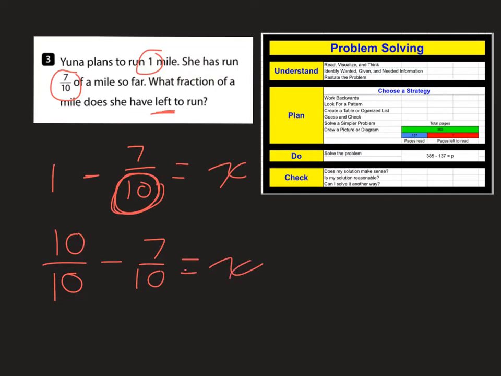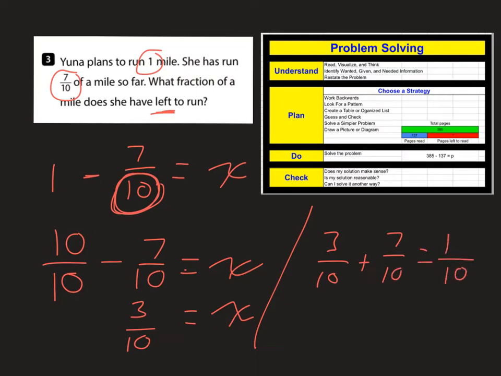Alright, so we have our equation with our variable set up, and I know that my denominator stays the same, and my numerator will be 10 minus 7, which will give me 3. Alright, let's check our work. We have 3/10 plus 7/10, and denominators stay the same. Numerator is 10, which converts to 1 whole. So 10/10, which is 1 whole, is equal to 1 whole. We've checked our work. We're good to go. Alright guys, number 4.